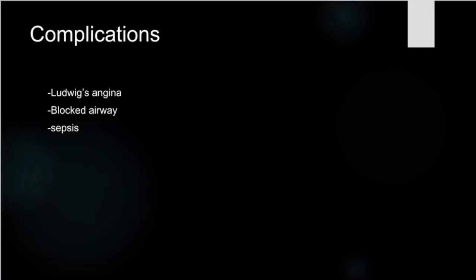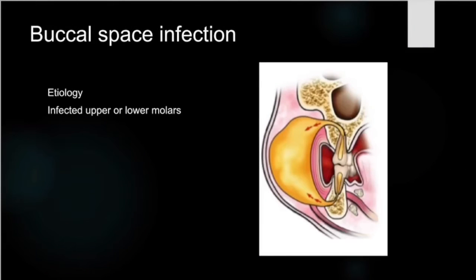It can be complicated into Ludwig's angina, which is the infection of all three submandibular, sublingual, and submental spaces, and blocked airway and sepsis. Buccal space infection. This space contains the buccal pad of fat and facial lymph nodes.